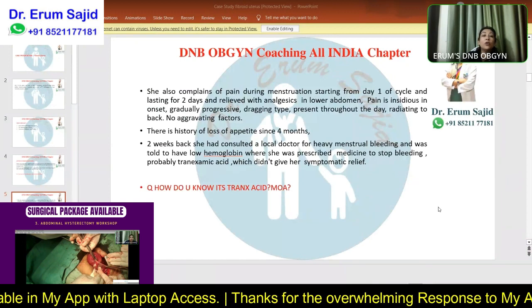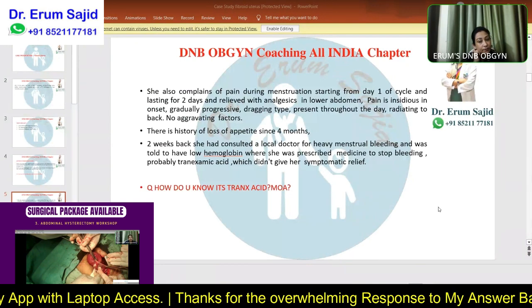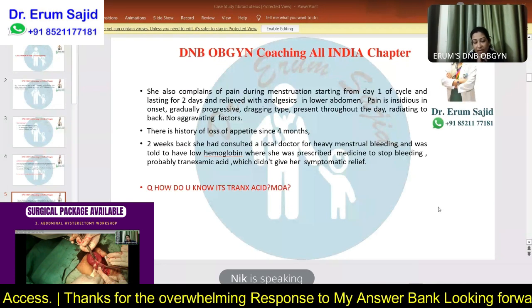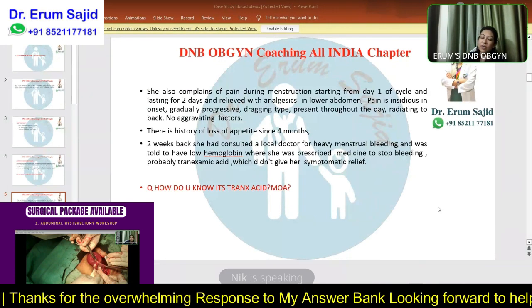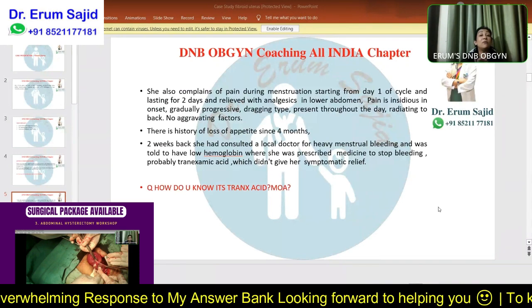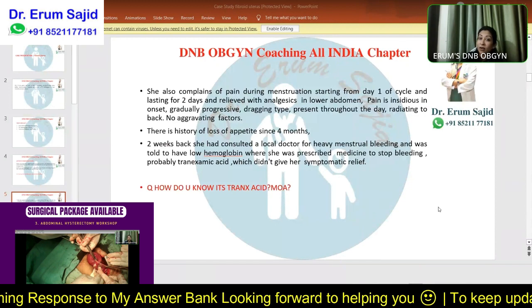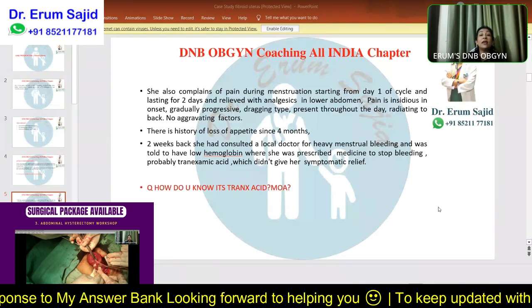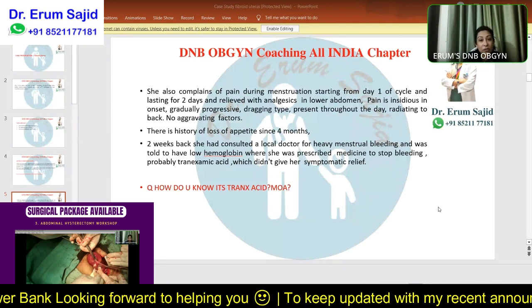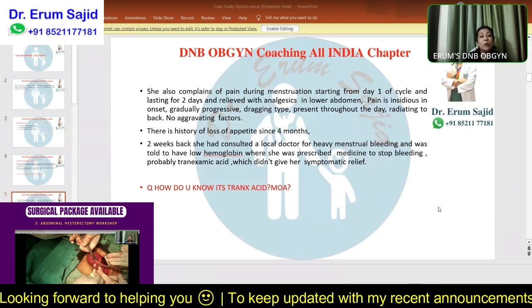And what dose do you give it in? 500 mg, ma'am, TDS for 3 days. Yes, TDS for the first 3 days of the cycle. And that should be sufficient to at least reduce the bleeding. And it's a very effective method, let me tell you that. Do not underestimate tranexamic acid. It's pretty much there in almost all guidelines, and it's one of the first lines to give to a patient with heavy menstrual bleeding. All right. And what about mefenamic acid?